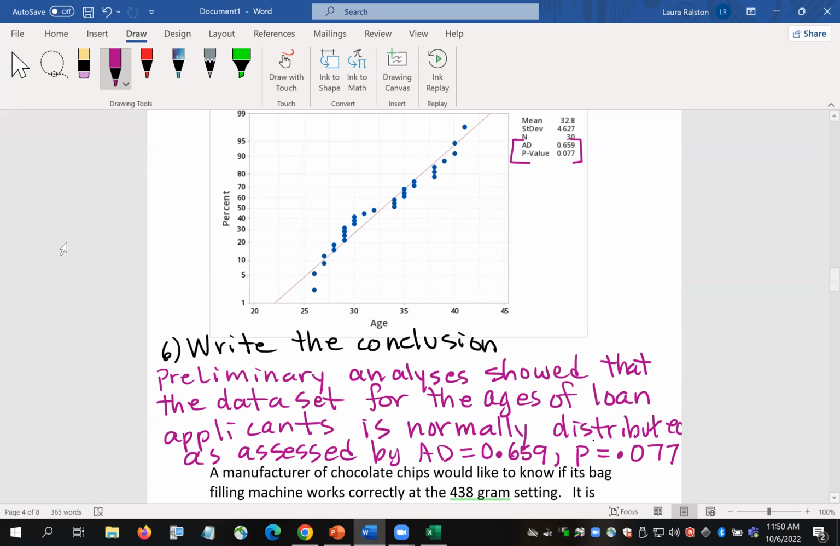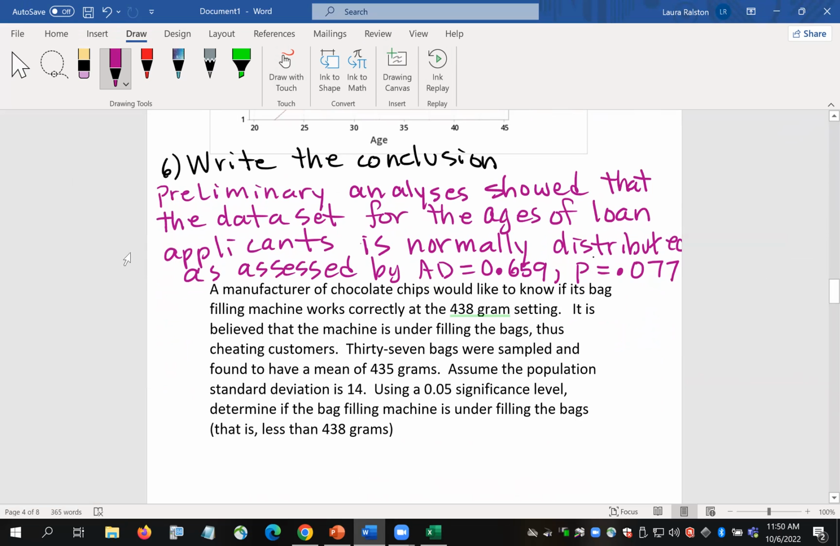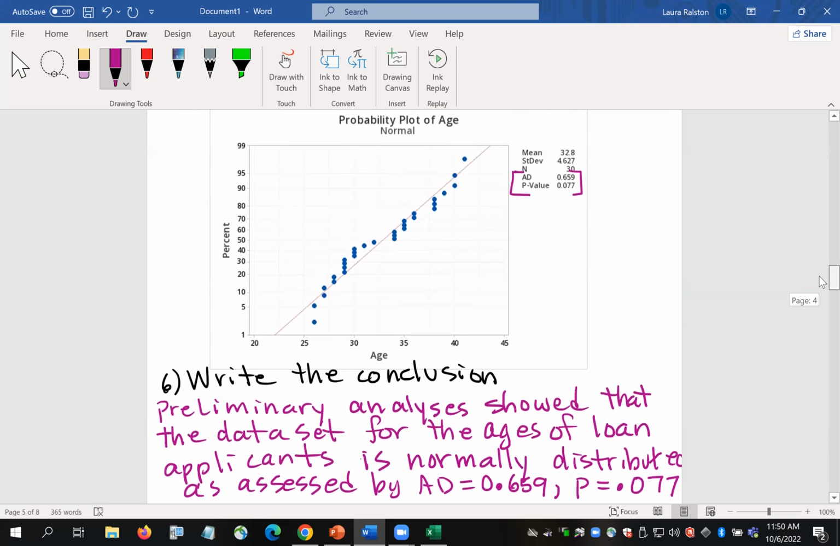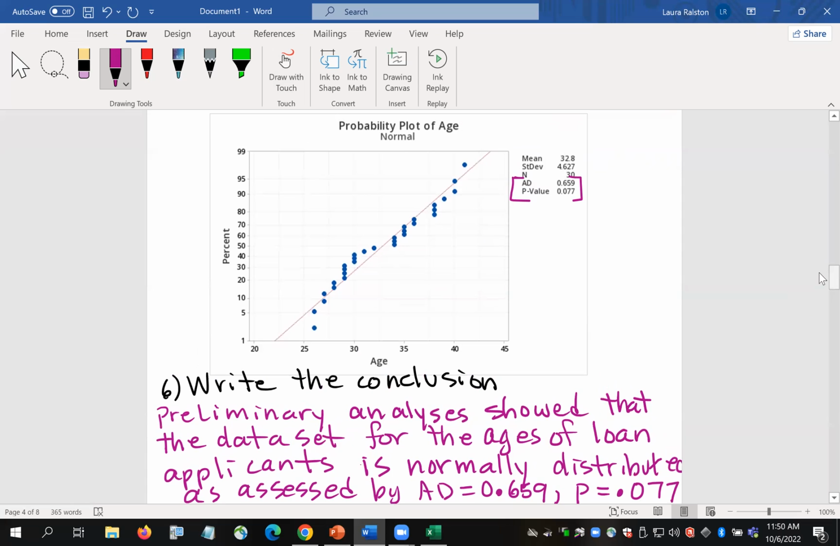Okay, so we've looked at two examples for normality. One in which you had a normal distribution and one in which you did not. Do you have questions? Jeannie, you got a question?